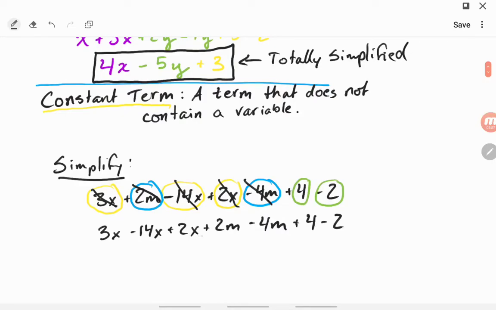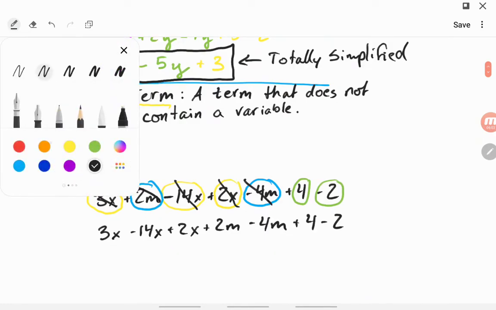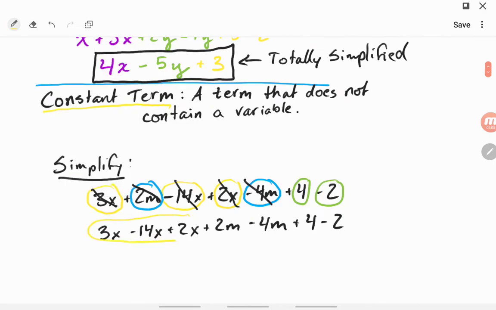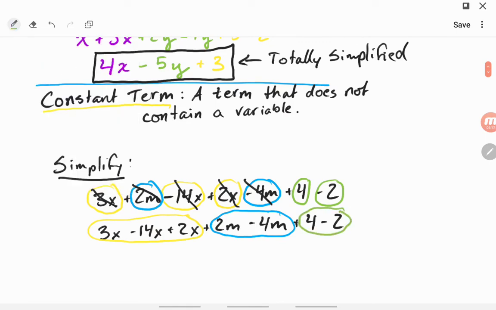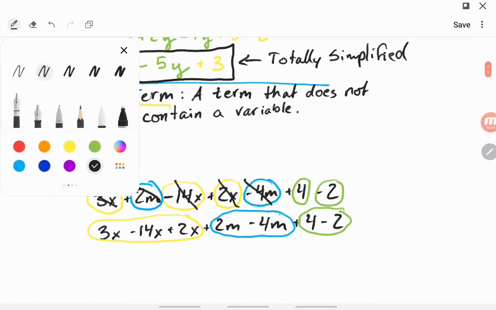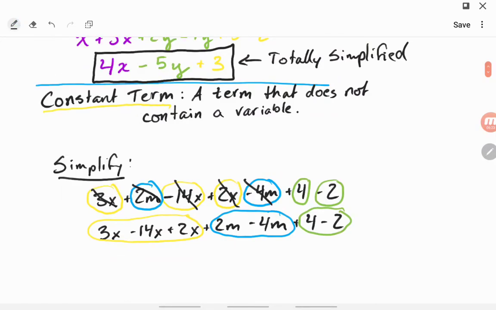Once we get those in order like this, we can just combine those which are common, right? So I'm going to take these and add all those together. I'm going to take these and add them all together. And finally, take these over here and combine them. And that gives me, let's see, 3 plus 2. 3 plus 2 is 5. And 5 minus 14, right? I've got 3 and 2 gives me 5. 5 plus a negative 14 gives me negative 9x.